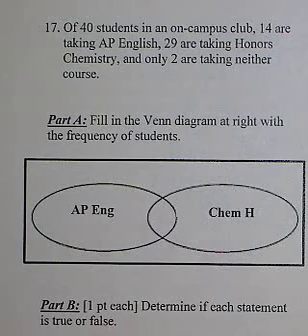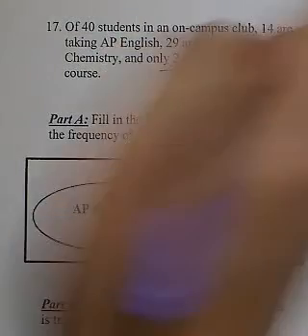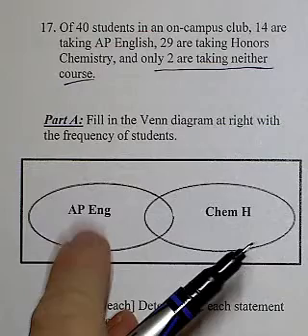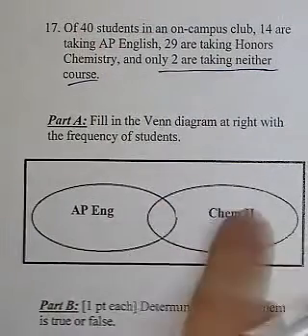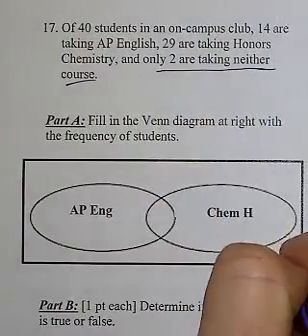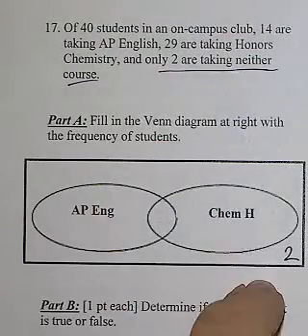Okay, so in this case you have 40 students and you know that only 2 of them are not in either one of these bubbles, English or chemistry. So if there's 40 total and 2 don't belong here at all, I put 2 on the outside, which would leave you how many inside if 2 are on the outside?